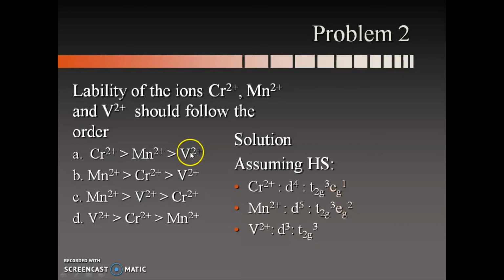Which will be more labile? The one which has got a very low CFSE will be more labile. Now, which among these two will have very less CFSE? Naturally, Mn2 plus, because there are two electrons in the Eg orbital to destabilize the Mn2 plus ion.